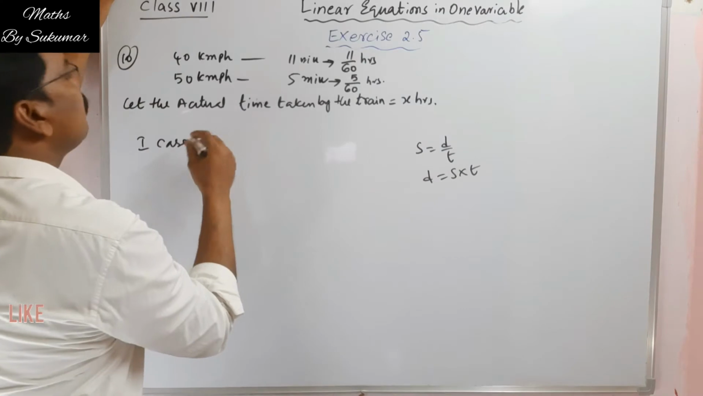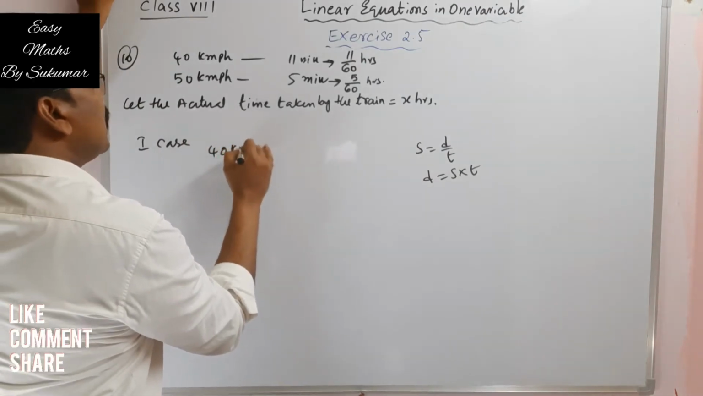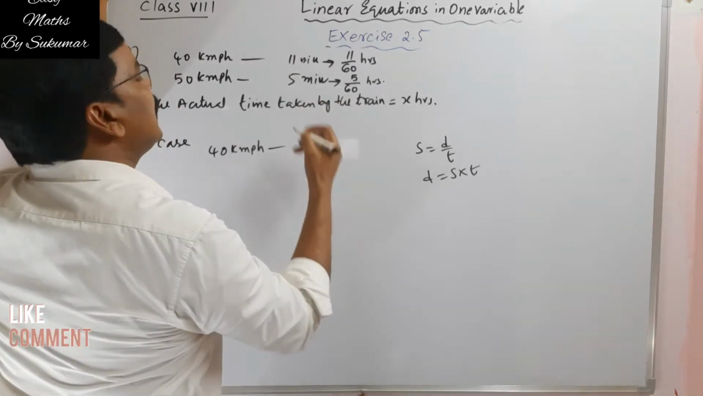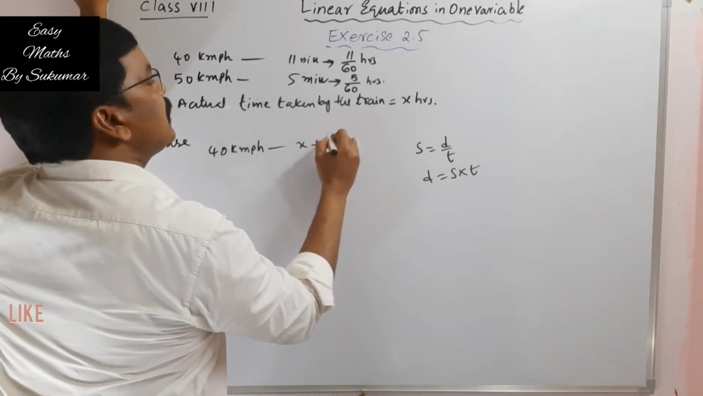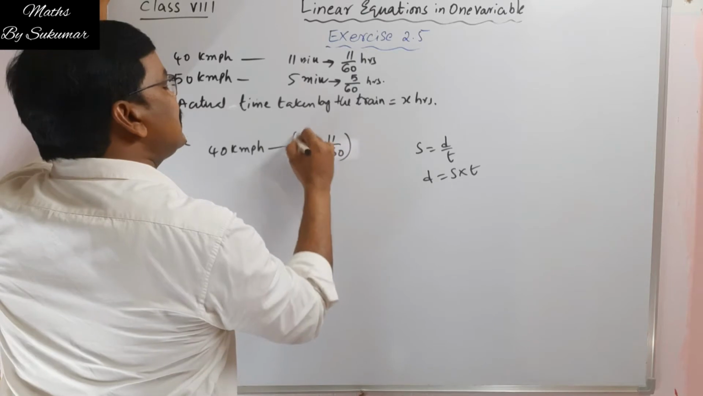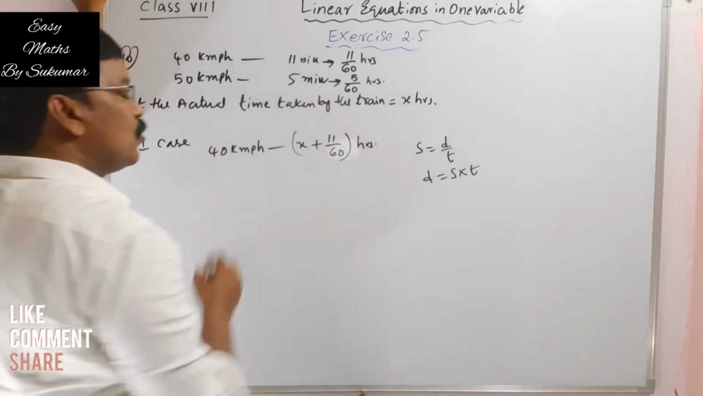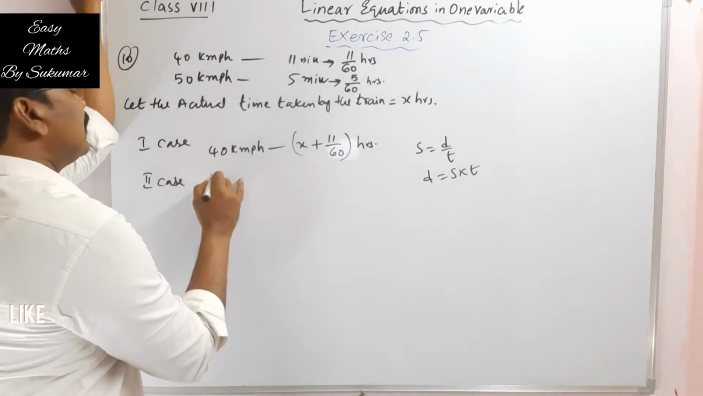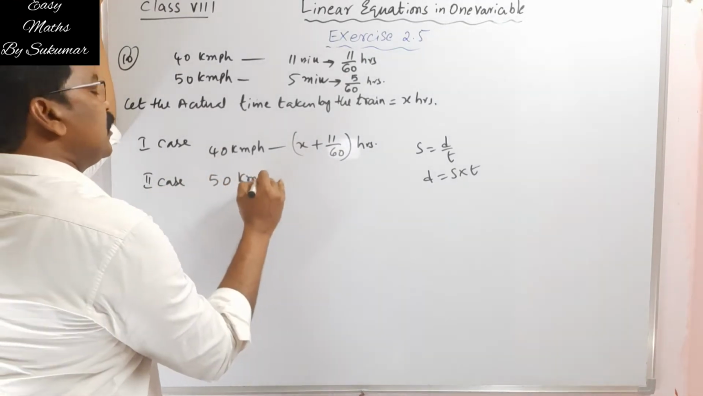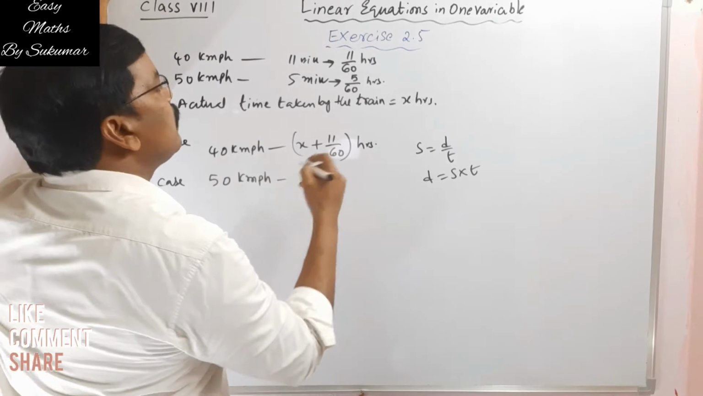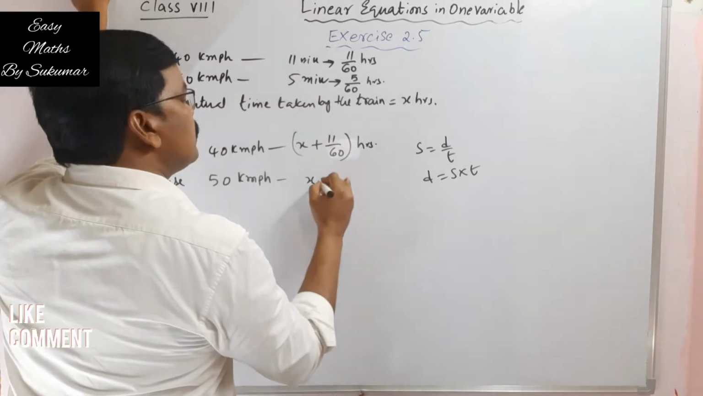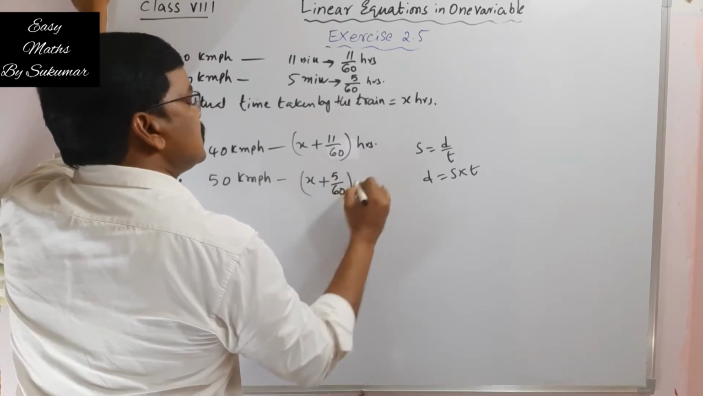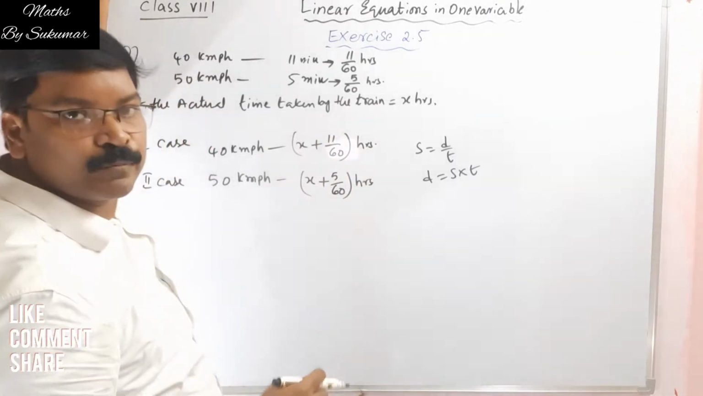That means in the first case, 40 km per hour speed, the time will be x plus 11 by 60 hours. See, in the second case, my dear students, if it runs at a speed of 50 km per hour, it will take extra 5 minutes. That means x plus 5 by 60, this is hours.